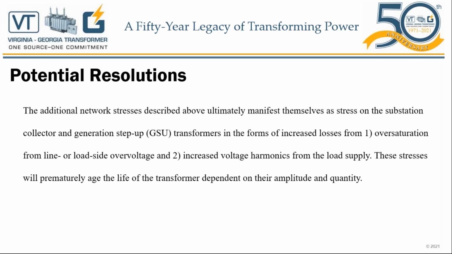The additional network stresses described above ultimately manifest themselves as stress on the substation, collector, and generation step-up GSU transformers in the forms of increased losses from 1, oversaturation from line or load side overvoltage, and 2, increased voltage harmonics from the load supply.